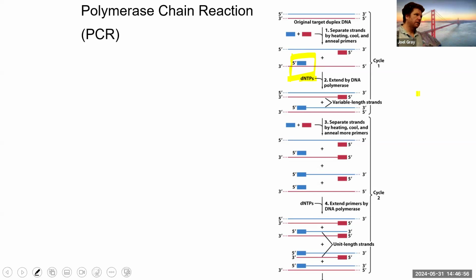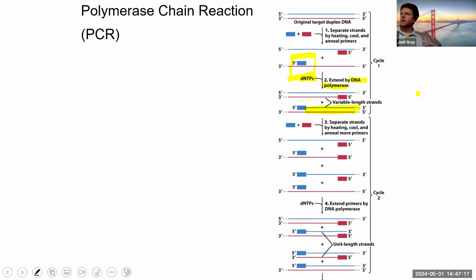Does everyone follow that? So this DNA polymerase right here is going to see that double-stranded region. It's going to bring in dNTPs, and it's going to extend this double-stranded piece of DNA. Does everyone follow that?